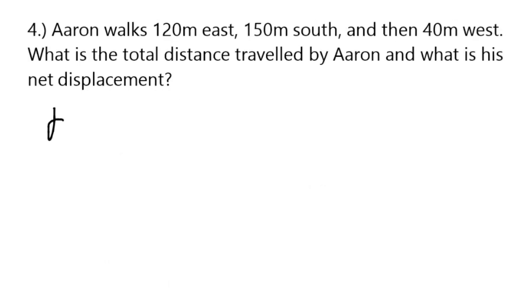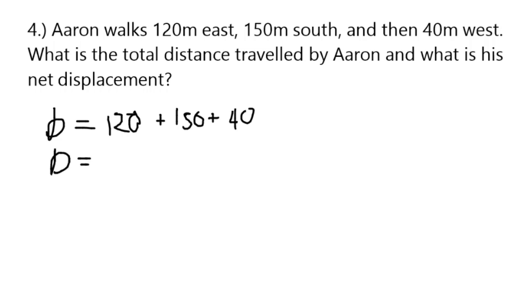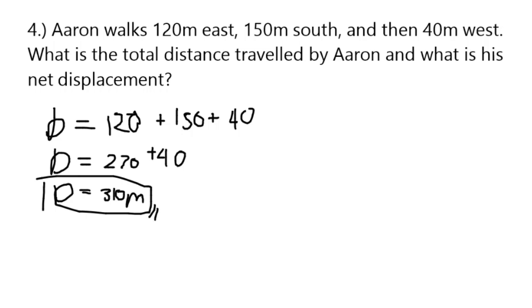Now let's move on to our fourth problem. Aaron walks 120 meters east, 100 meters south, and then 40 meters west. What is the total distance traveled by Aaron and what is his net displacement? So distance first. This is the most basic: we're just going to add all of the values given. We're not going to write the positive, negative, or absolute value, that's just a waste of time. But if you want to show your work, you need to add that.